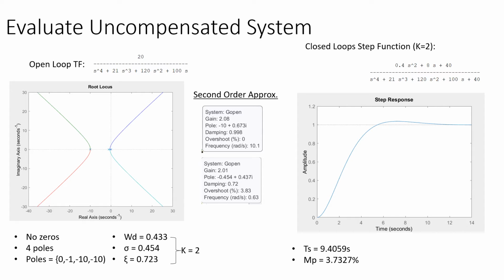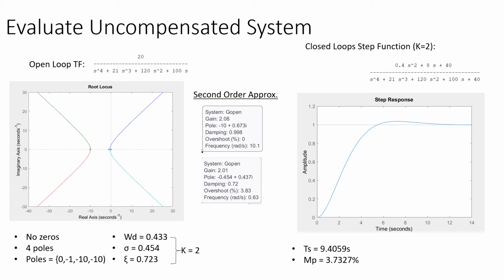Now let's evaluate our uncompensated system. We have our open loop transfer function, and we're going to use that to plot the root locus. As you can see, we have no zeros. We have 4 poles, and those poles are located at 0, -1, and there are also 2 at -10. We can also find some characteristics, including WD, sigma, and zeta, which will be used to help us solve for our compensated system. Another good thing to do is check for our second order approximation.